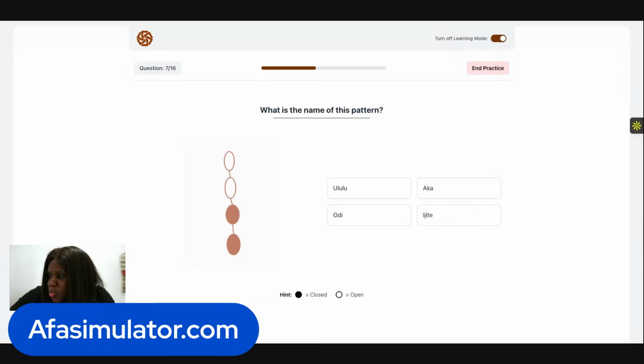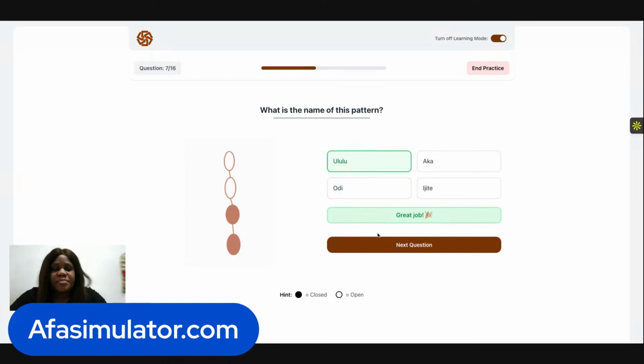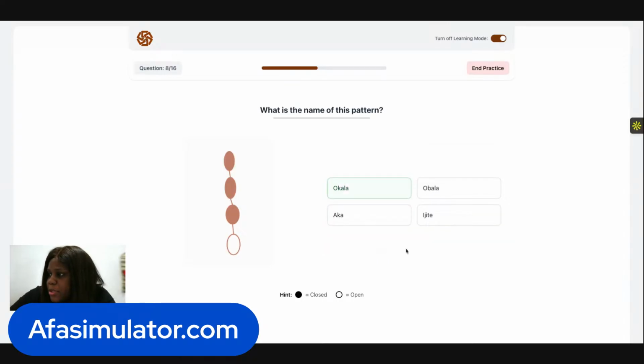Is this Ululu or Ijite? I don't think this is OD either. I think this is Ijite or Ululu. I think it's Ululu. Yeah, I was right. Next question.